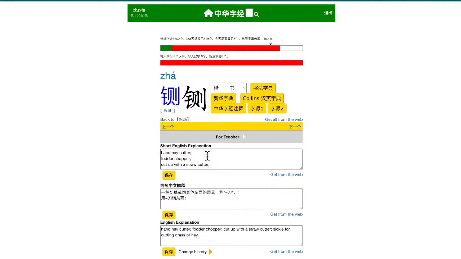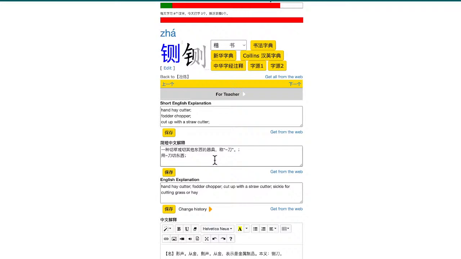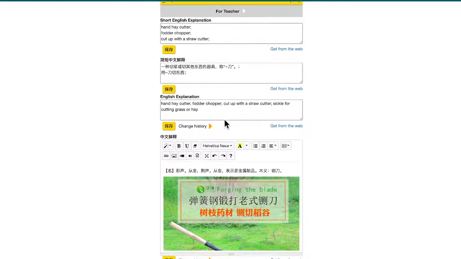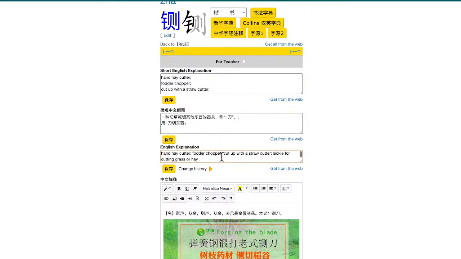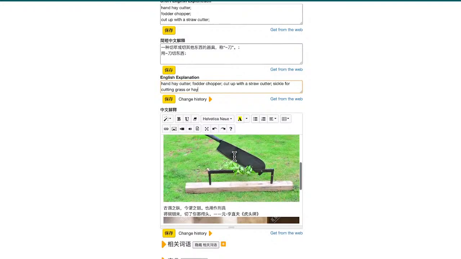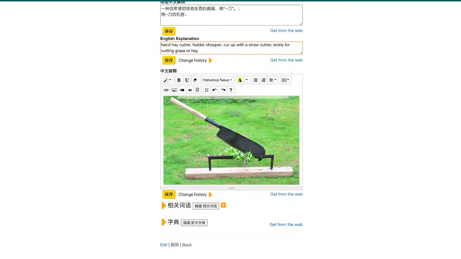All right, 炸 is a type of cutter. The most common one is the hand hay cutter, fodder chopper, straw cutter. Here's a picture of one that cuts straw, grasses, things like that.